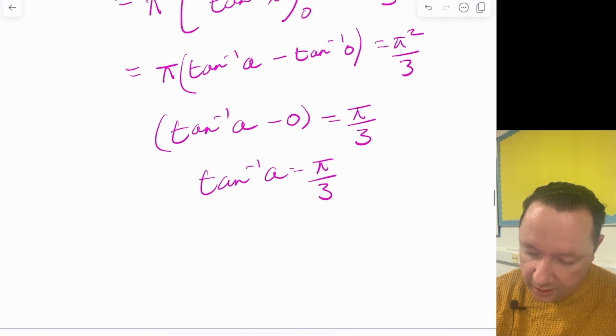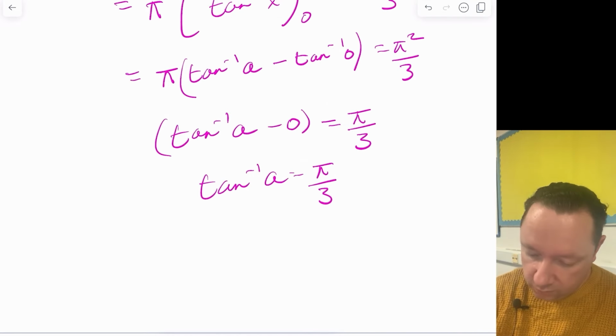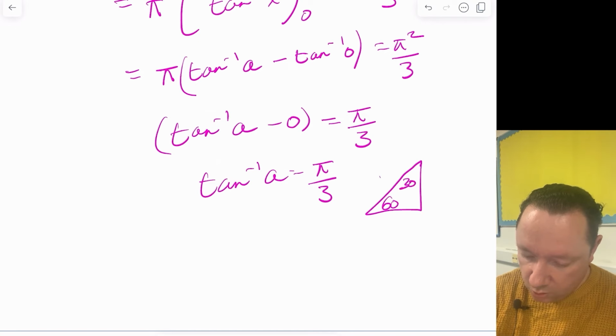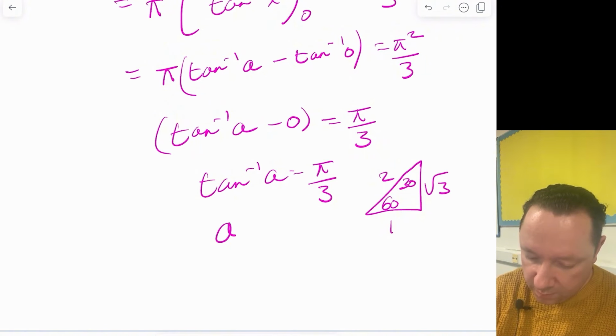So that means that I can just kind of work that out. If I draw an exact value triangle, I'm just going to think in degrees and then change it back. 2, 1, root 3. If the inverse tan of a is pi over 3, that means a must have been root 3. And we're done there.